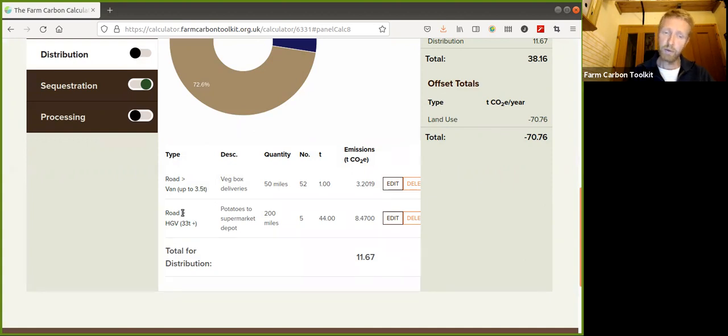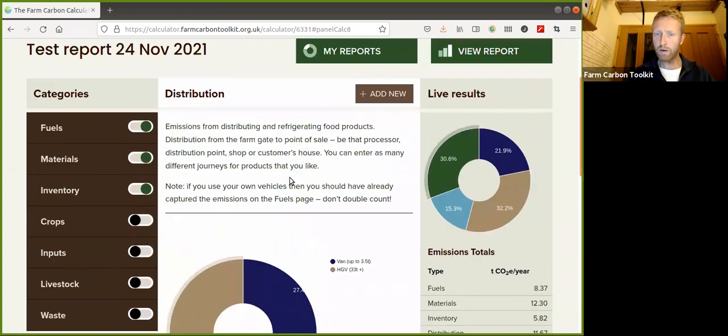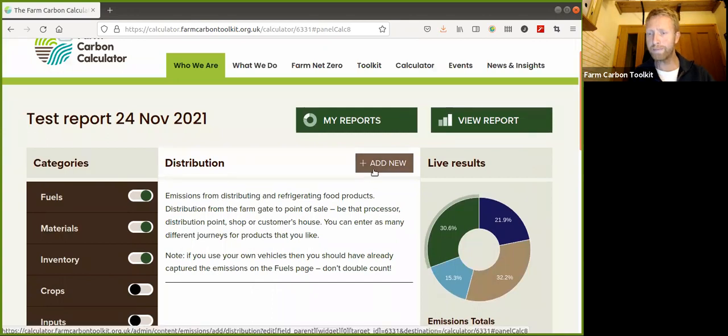In the second example, we've got an HGV, a big lorry, taking potatoes from a farm to a supermarket depot, or a processing unit to a supermarket depot. So it's a longer journey, 200 miles, but it's only going 5 times a year and carrying 44 tons at a time. So that means a total of about 220 tons being shipped, sent by haulage, and that's 8.47 tons of CO2e. So let's go through a real life example and actually put the data in.